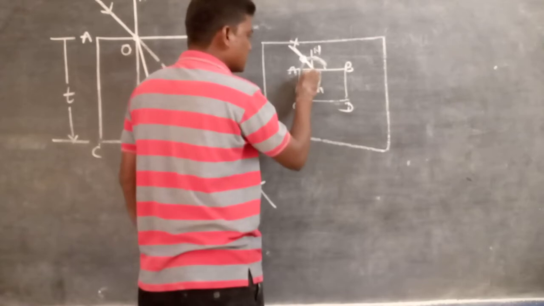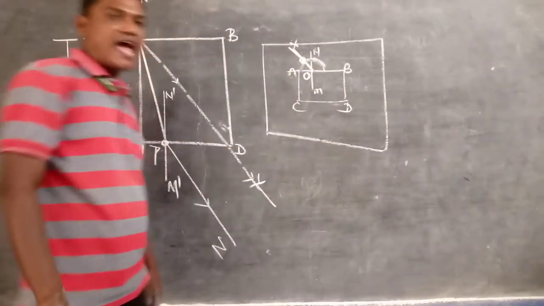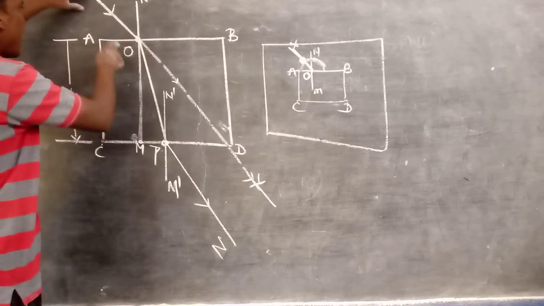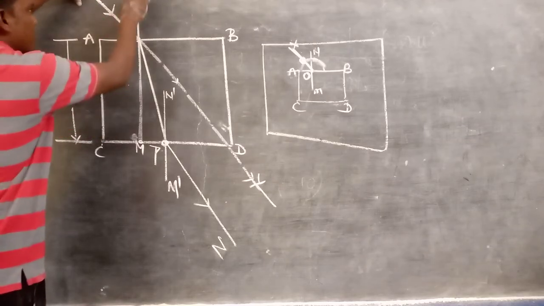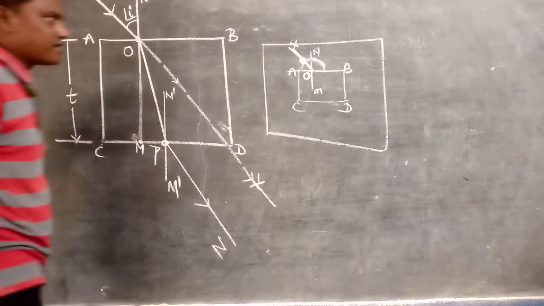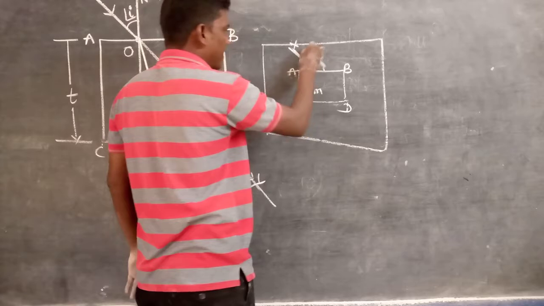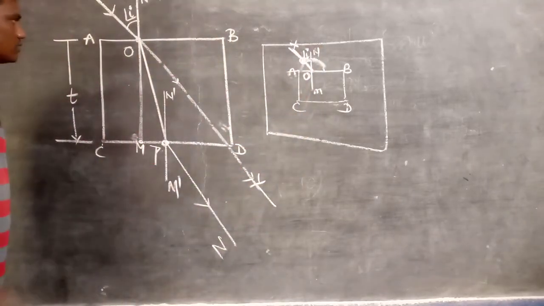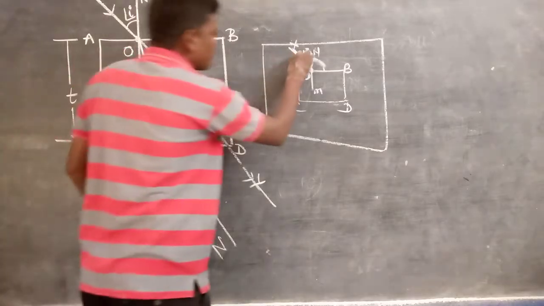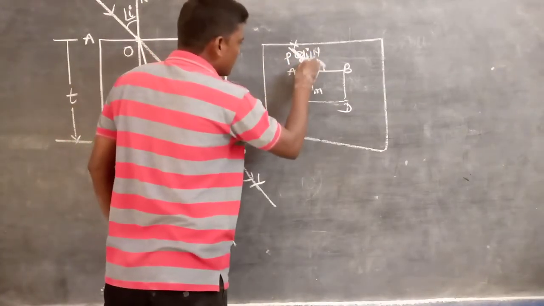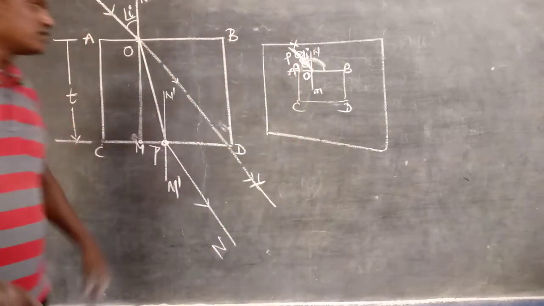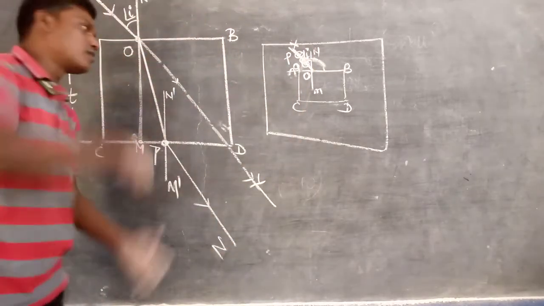This is X, and this is O. XO is called the incident ray. The angle between the incident ray and the normal is called the angle of incidence, angle I. After that, we take two pins, P and Q, and fix them on the incident ray in vertical mode.